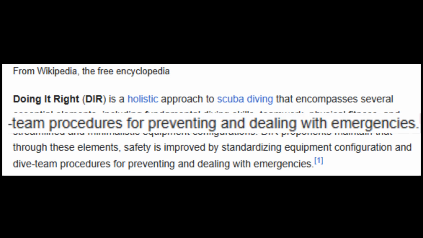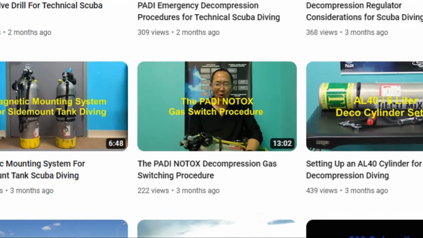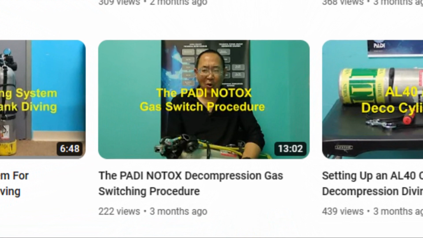DIR diving emphasizes the concept of the dive team. However, this does not mean that non-DIR diving does not include significant diving team interaction. For example, all certification agencies require the checking of teammates during gas switches. So those are some of the major differences between DIR and non-DIR diving. I'm sure there are many others, but that's it for this video.